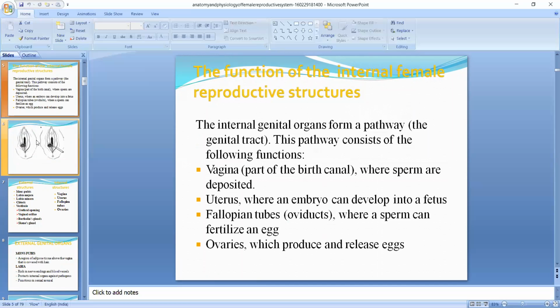There are some functions that mainly they can perform. The vagina is the birth canal, and the sperms are deposited here. The uterus is the location where the embryo can develop into a fetus, and in the fallopian tube a sperm can fertilize with an egg, and the ovaries produce and release the egg.